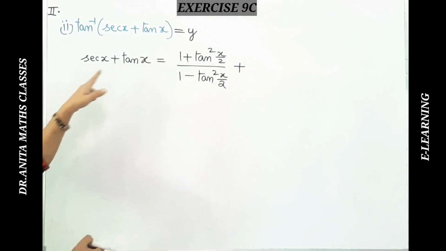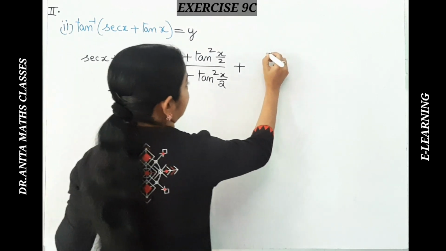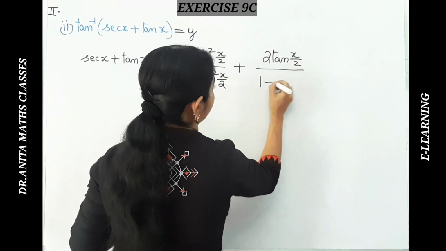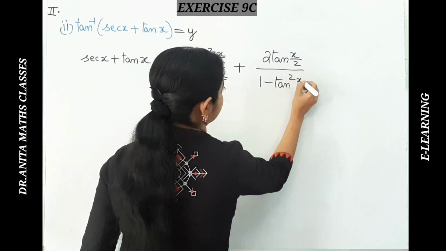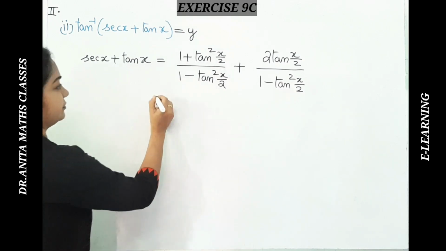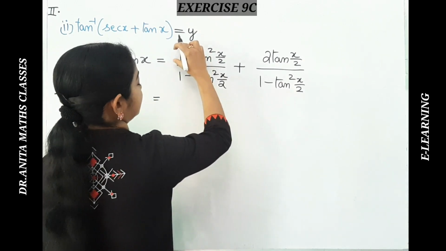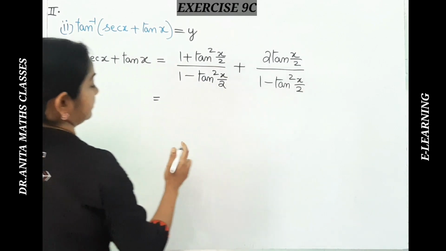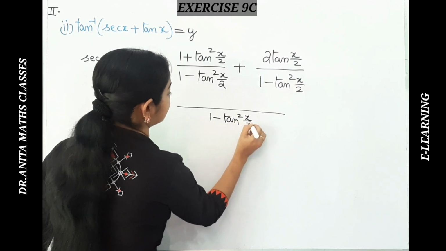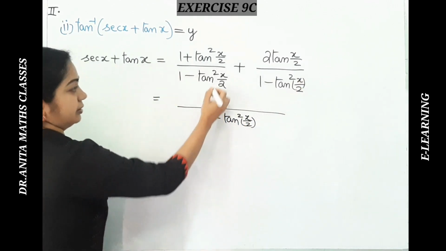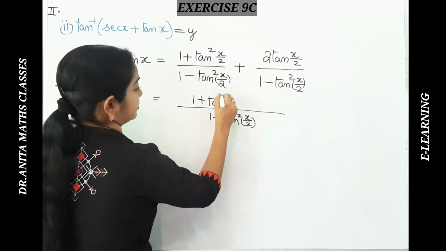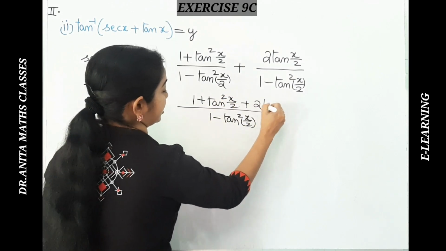Tan x also we can write in the form of half angles: 2 tan x by 2 divided by 1 minus tan square x by 2. So if you take the LCM here, the LCM is 1 minus tan square x by 2. The numerator is 1 plus tan square x by 2 plus 2 tan x by 2.